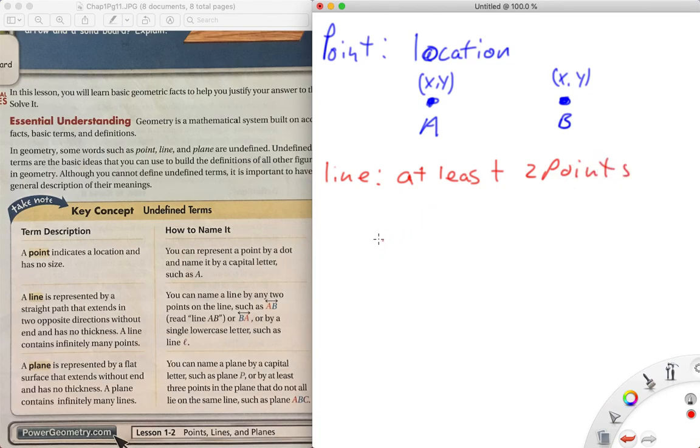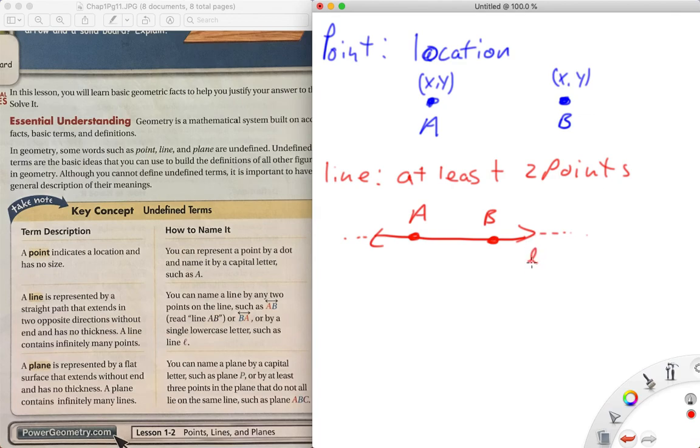So let's call this A. Let's call this B. It has two arrows, and the two arrows tell me that the line goes off in both directions, and notice that they're going in opposite directions. It goes on forever. So if I have the two arrows at the end, it goes on forever.